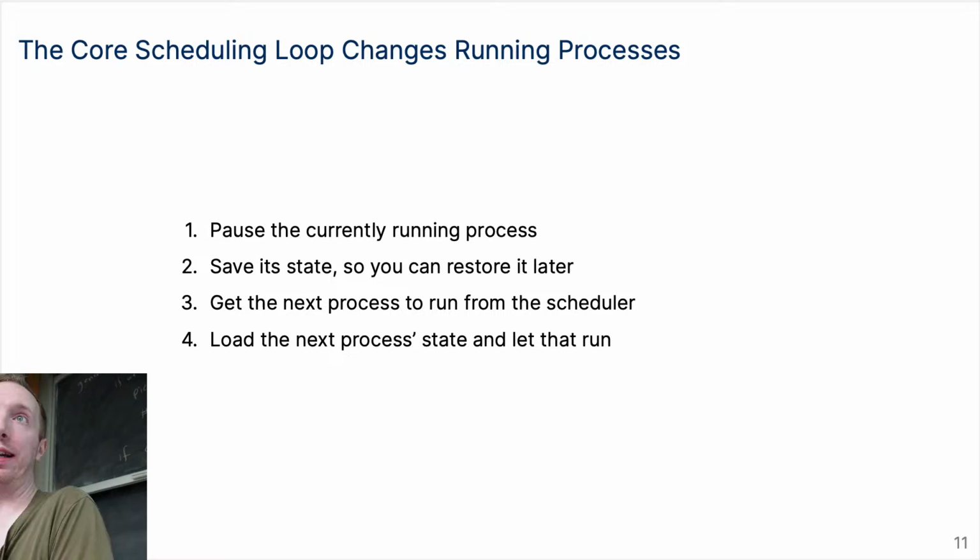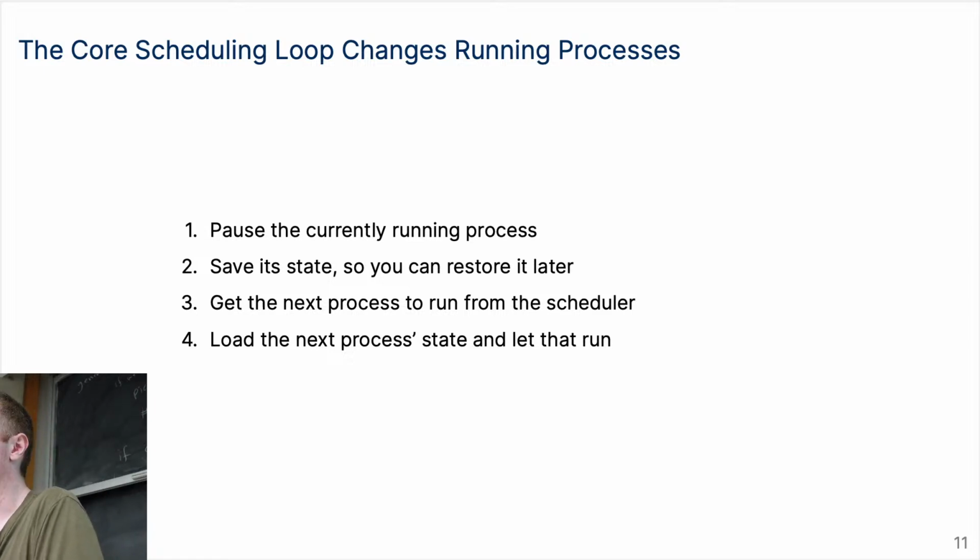Again, deciding that process is the job for the scheduler, which we'll get into later. But the mechanics of actually switching the process is it will pause whatever's running, right? So it will stop whatever program counter where it's at. It will save the state, so it will save at least the program counter, so you can restore it later. So it'll save it to some variable, it'll save it into memory, so then it can start another process.